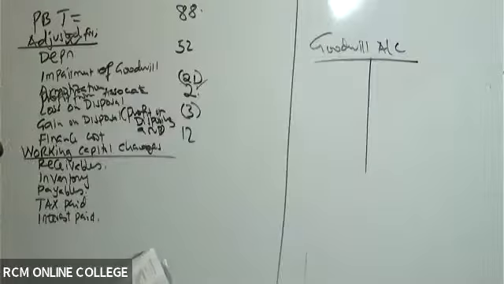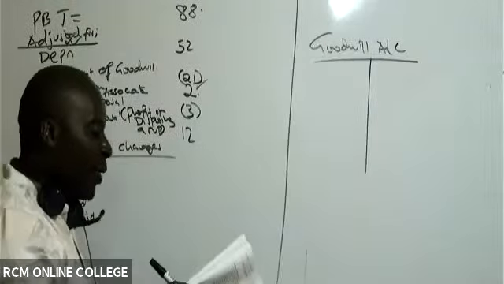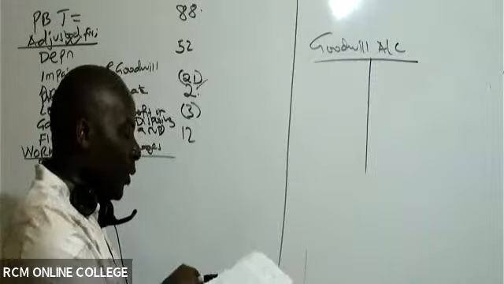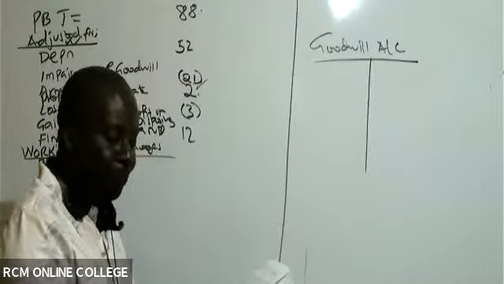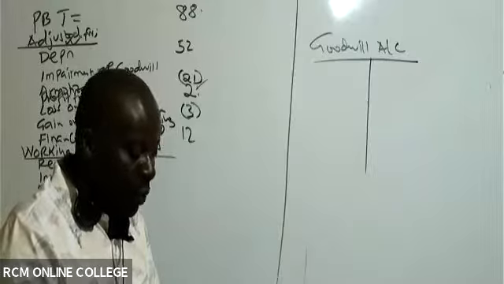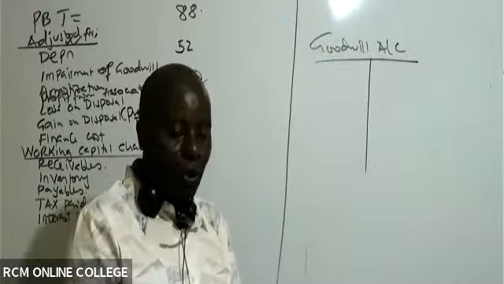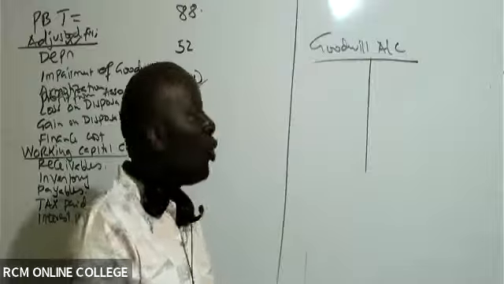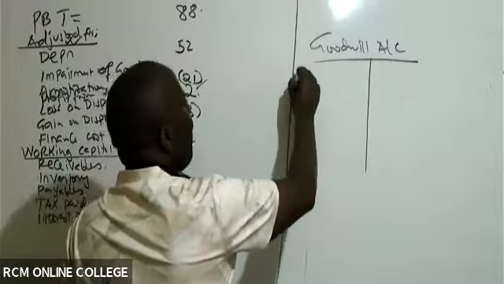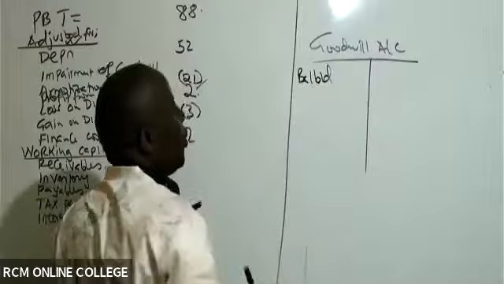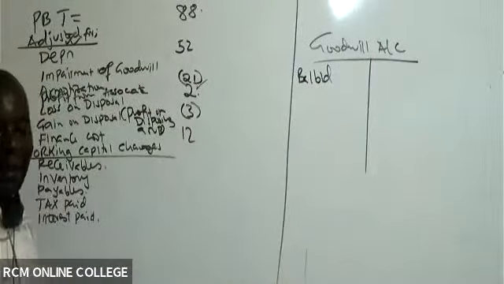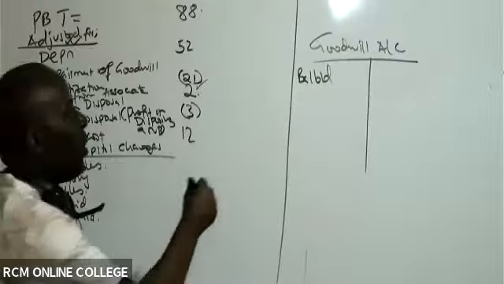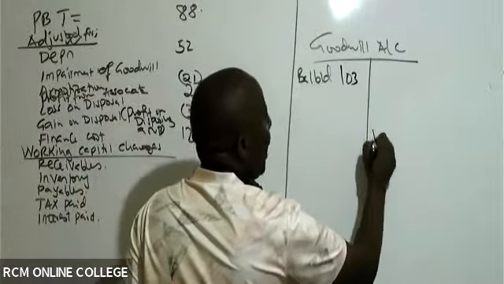So remember, goodwill is under non-current assets. Is there somebody who is able to see goodwill? Remember, 2021 is the initial year given, so 2021 shall be our balance brought down. How much do we have there for goodwill? I'm being given 103. This is balance brought down.